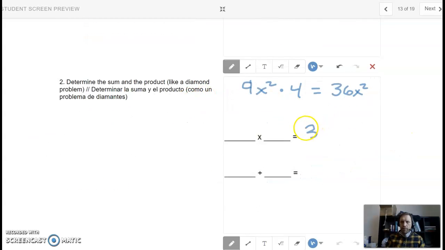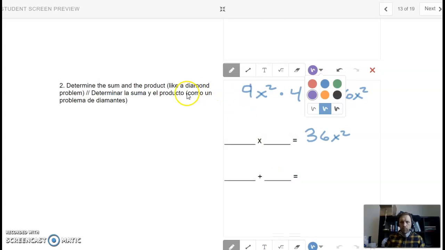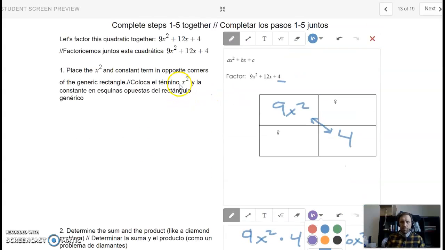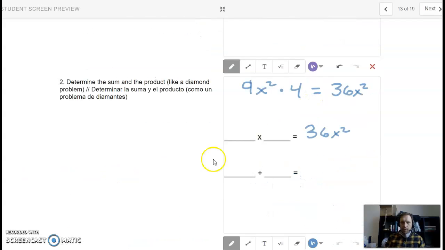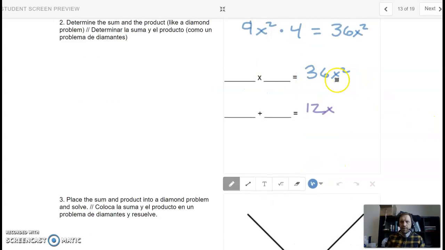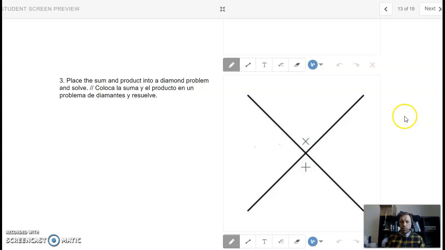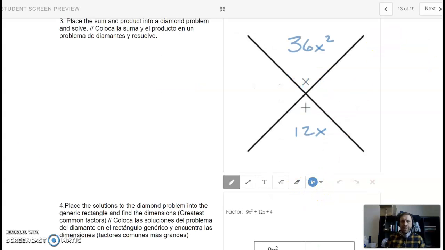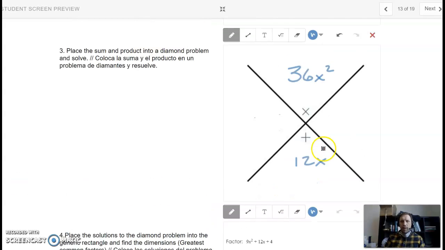What two numbers multiply to 36x squared? Where do I find this number right here? What they add to? Well, what they add to is always this middle term right here, the 12x. That doesn't change. So we're going to write 12x right here. So I need two numbers that multiply to 36 and that add to 12. And so if you like using this diagram, go ahead and write them in here. And ask yourself, which two numbers multiply to 36 that add to 12?